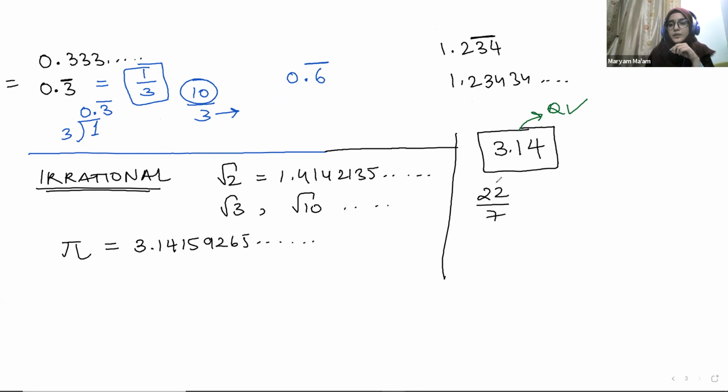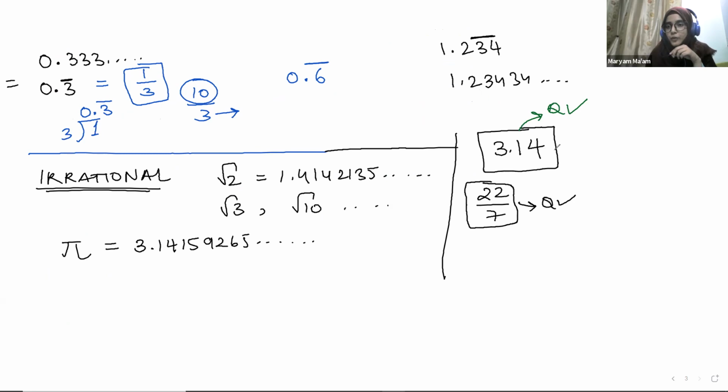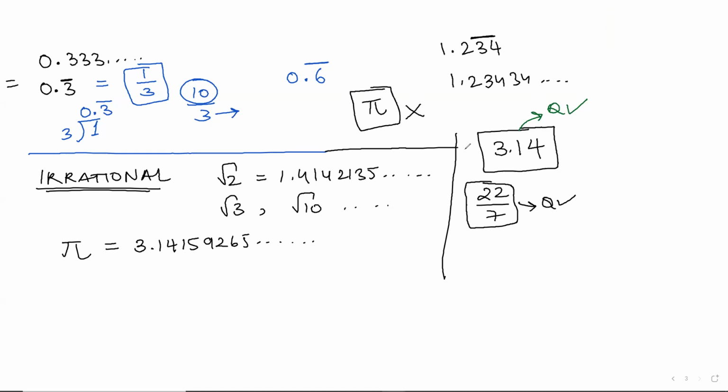Does everyone agree to this? Is 22 by 7 a rational number or not? Yes, ma'am. Yes, it is. It is also a rational number. Acha, so if 3.14 is a rational number, but pi, we are saying that pi is an irrational number. How is that possible? Ma'am, because we only take the approx value.